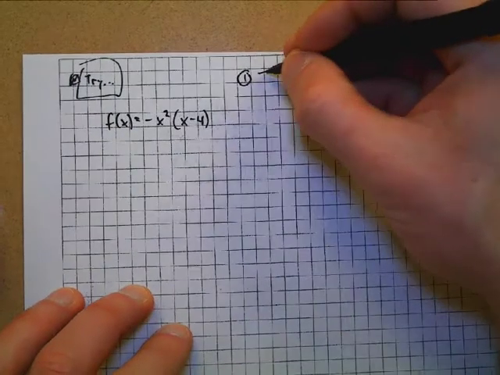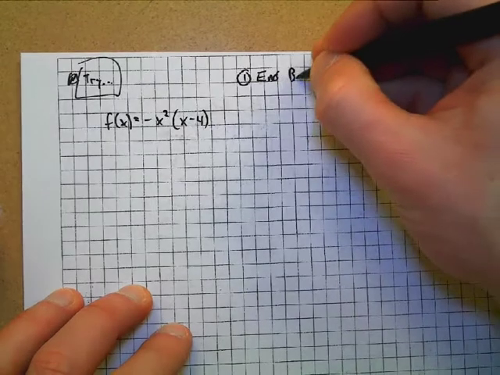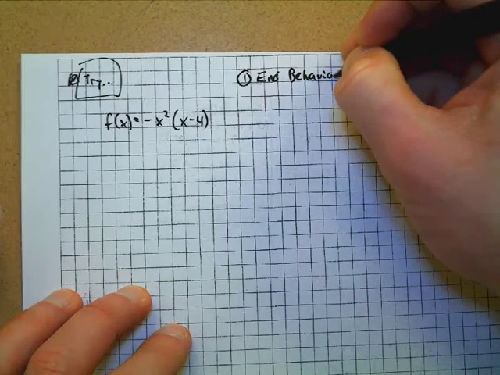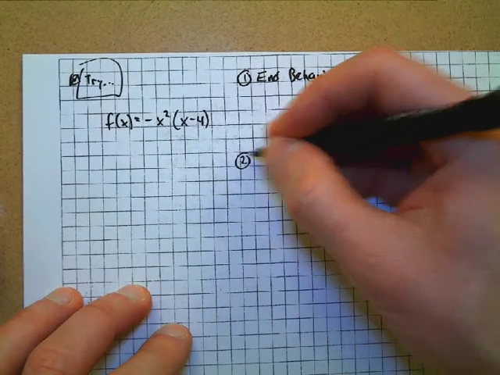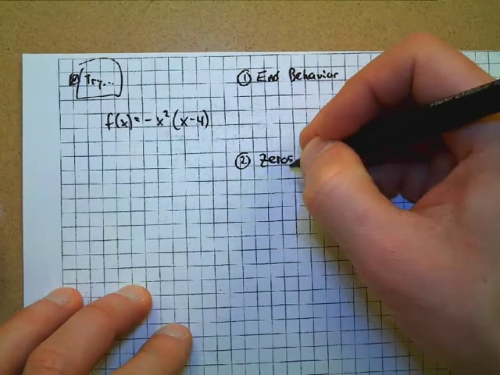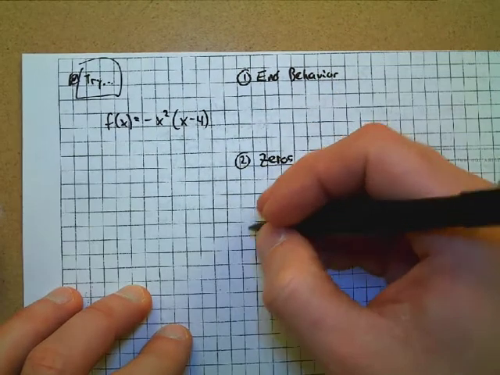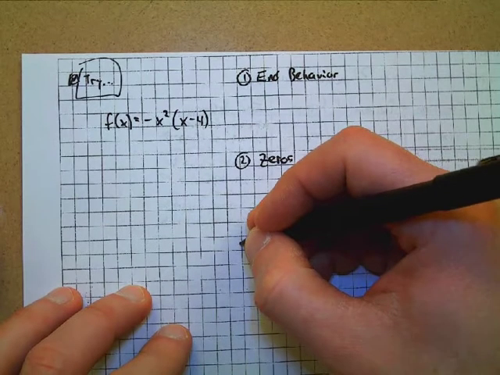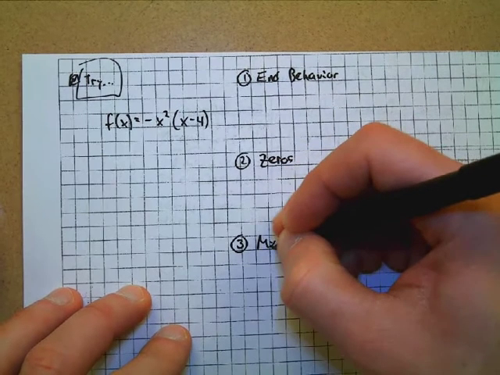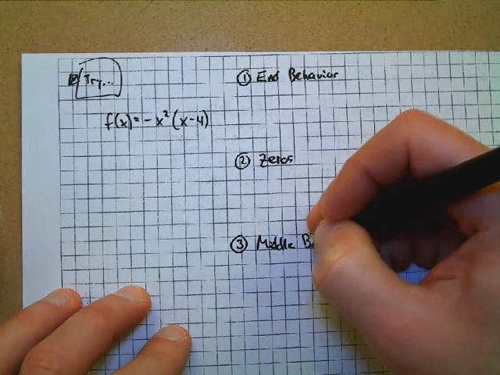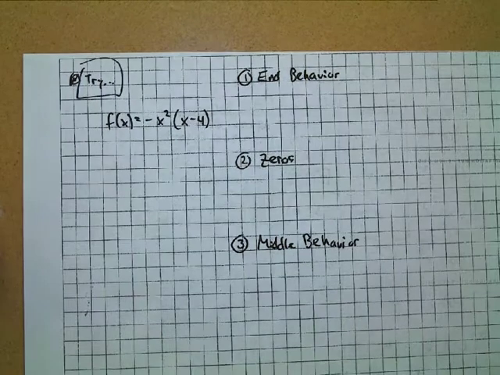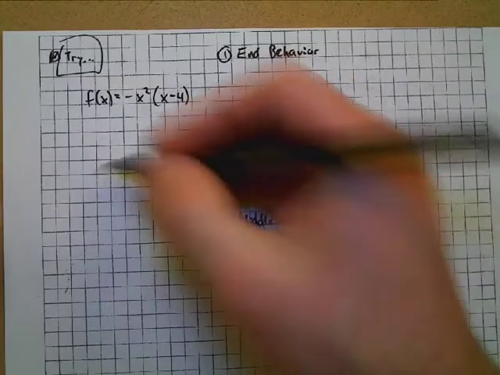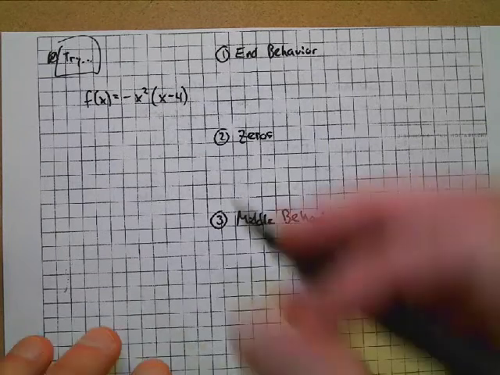Please do identify the end behavior for me. You can use your graphing calculator to help you if you want to, or you can use that table we made. And then identify the zeros for me. Again, you can use your graphing calculator to do that if you want to, or you can do it by setting it equal to 0, your choice. And then give me some middle behavior there too. What happens between the zeros? Okay, so go ahead, and then you can just put the graph right here.